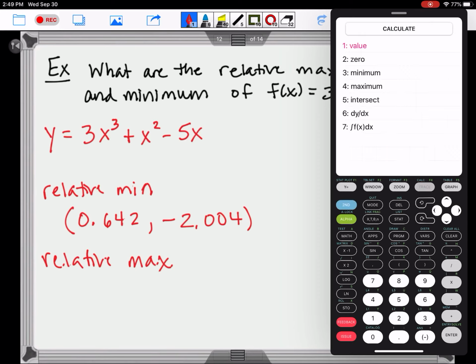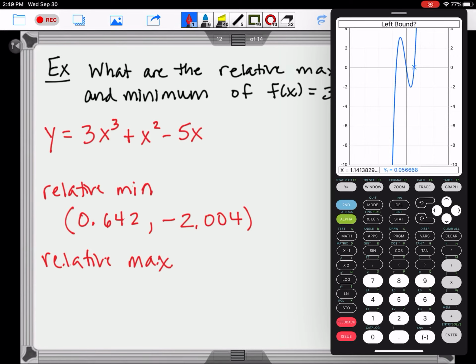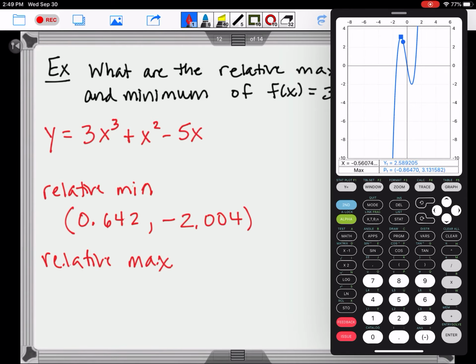Go to second trace, which is calculate. You're going to go down to number 4, or just push 4. And notice it says left bound. I need to get to the left of that maximum, enter, then get to the right of the maximum, enter. Now yours is going to ask you to guess. Just arrow back one more step and push enter.